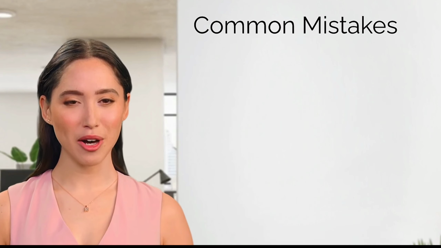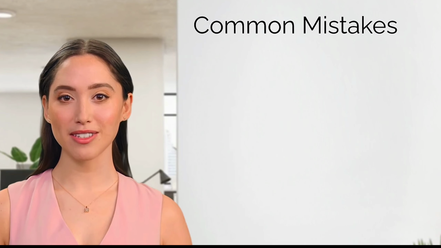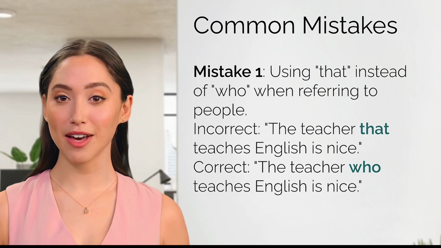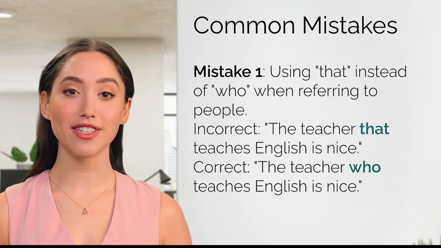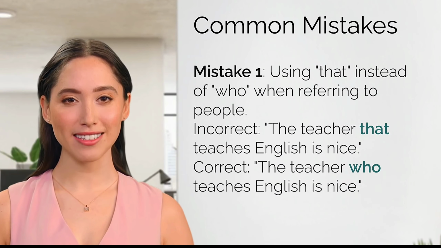Now, let's look at some common mistakes learners make with relative clauses and how to avoid them. Mistake 1, using that instead of who when referring to people. Incorrect. "The teacher that teaches English is nice." Correct. "The teacher who teaches English is nice."